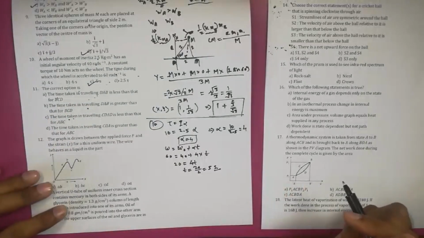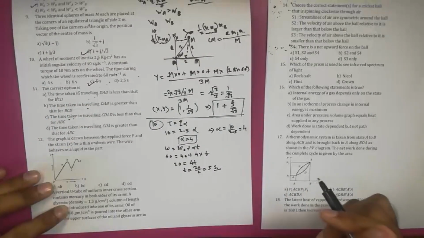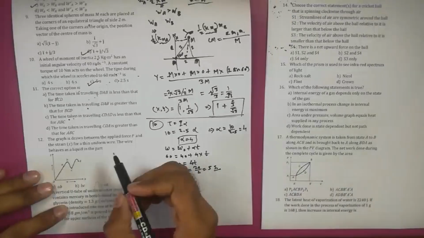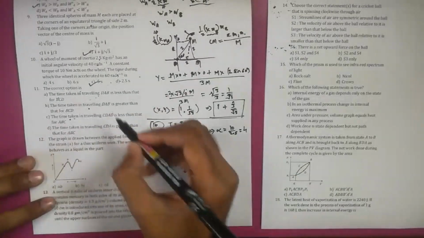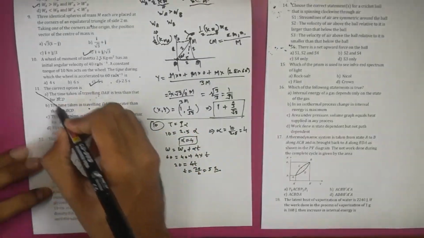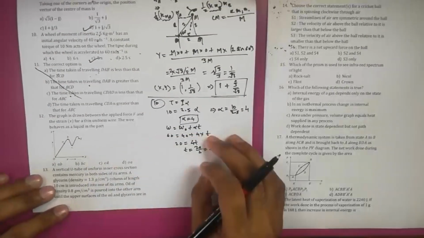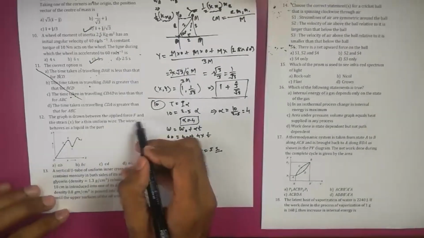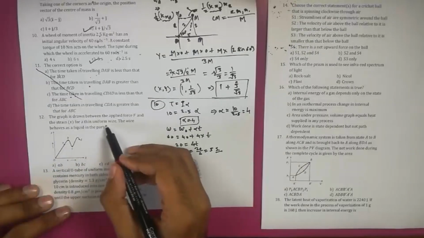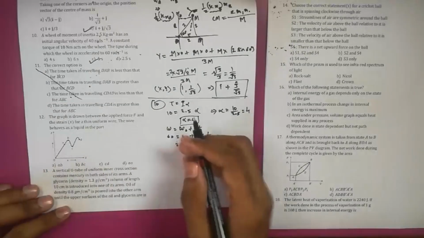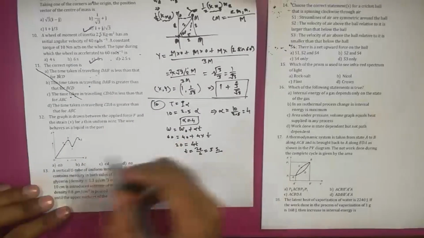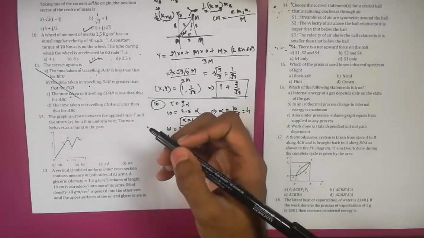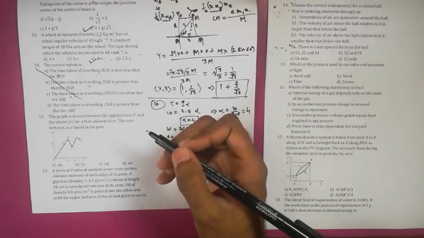Question number 12. The graph is drawn below, showing the applied force F and the strain for a thin uniform wire. The wire behaves as a liquid in the part. Now, liquid at a part means if you have a wire and apply some strain, at a certain point it will break, but before breaking it stretches. So these are the parts where it stretches. Now we want to find where it behaves as a liquid.